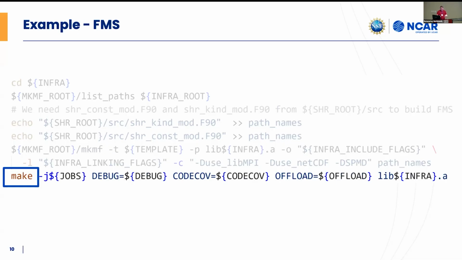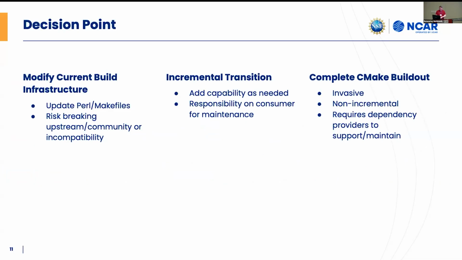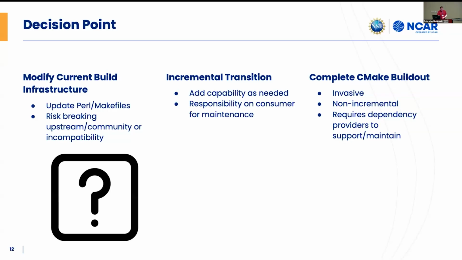Now, none of this is terrible to work with, but one of the things that we ran into was that when we're trying to add PFUnit tests, the way that it worked with the build system, we just hit a lot of incompatibilities. And so we kind of had to make a decision, right? We could either modify the current build infrastructure to do what we needed to do. That has a fair bit of risk to it.